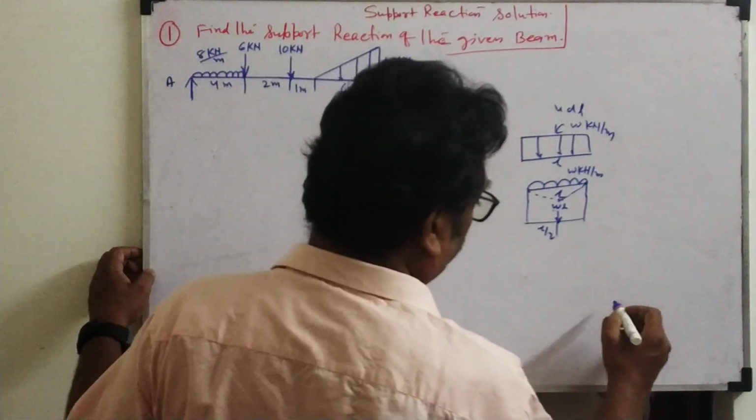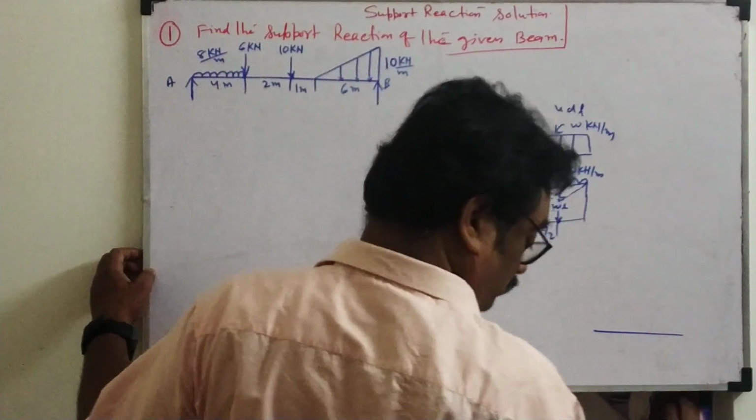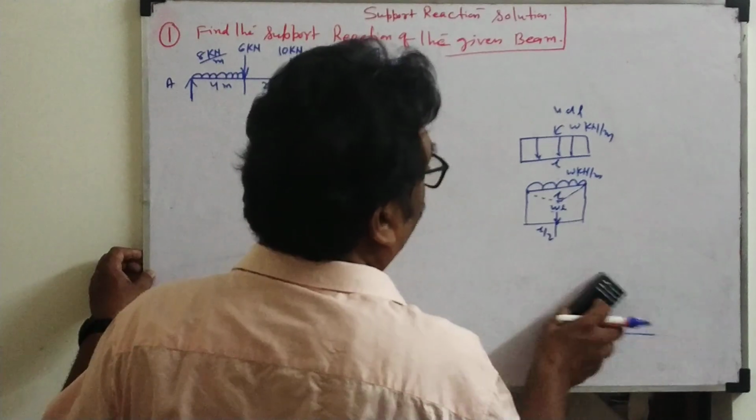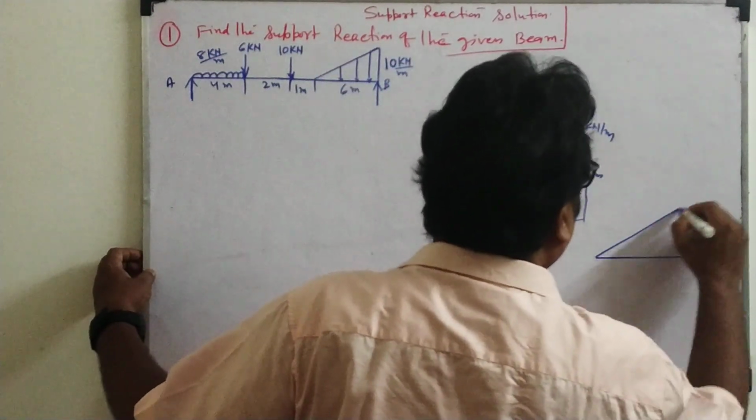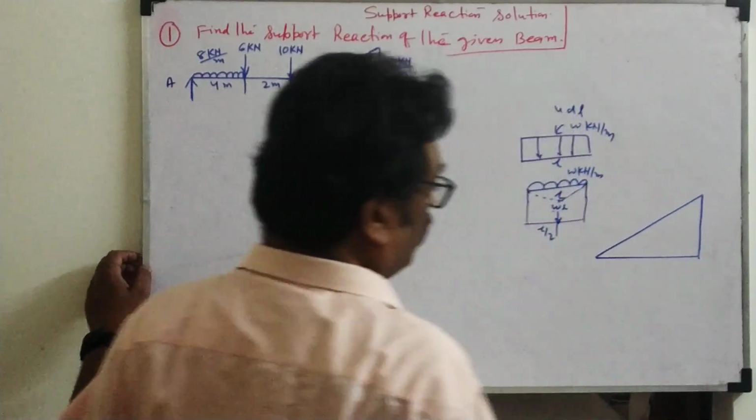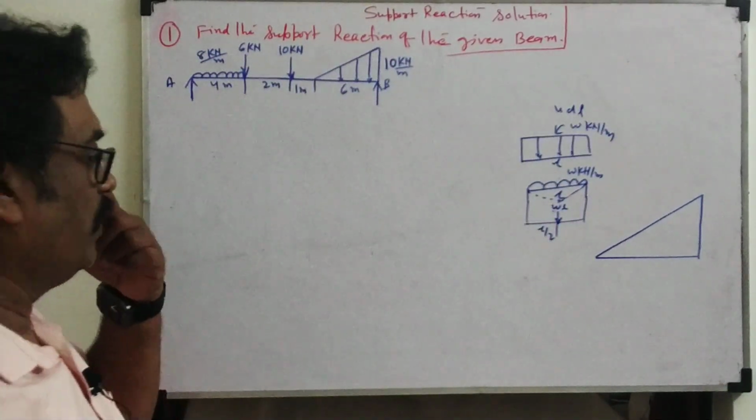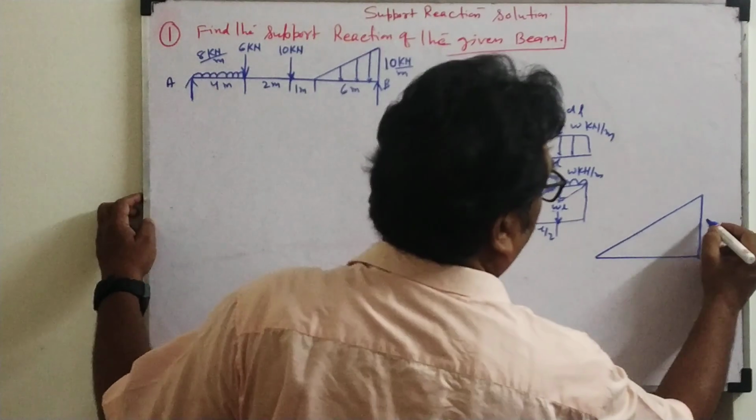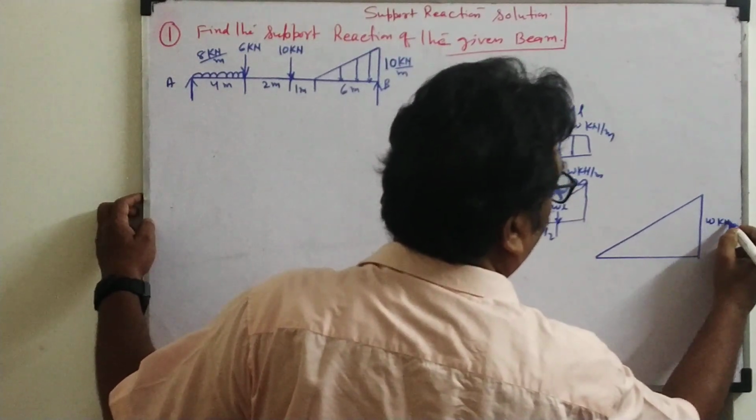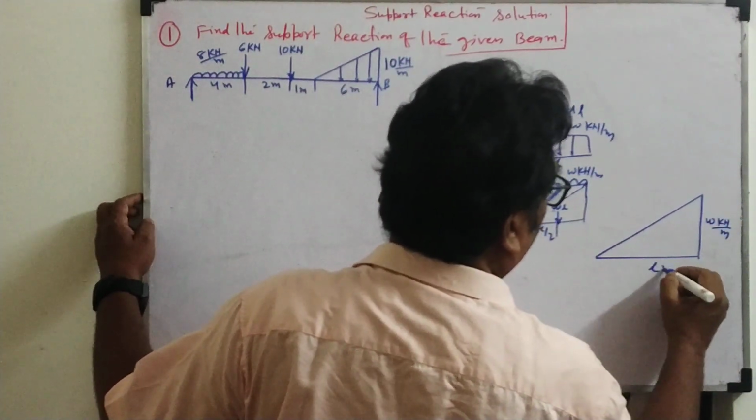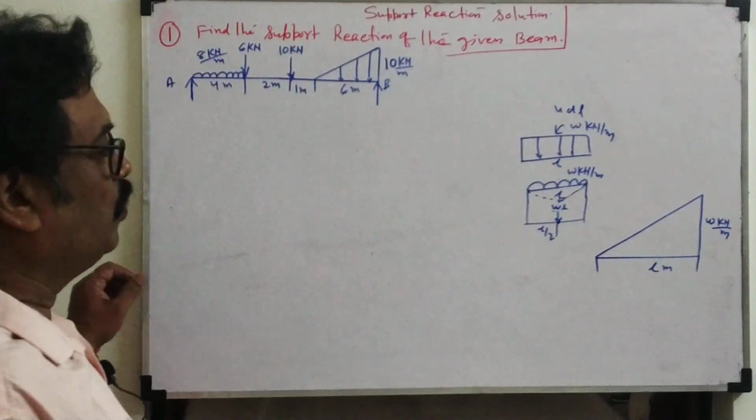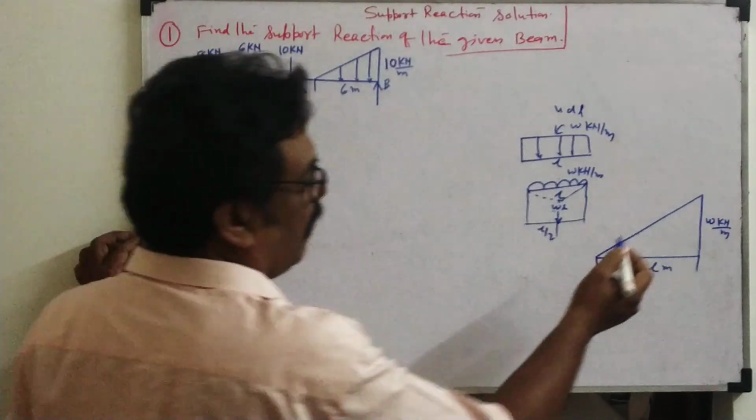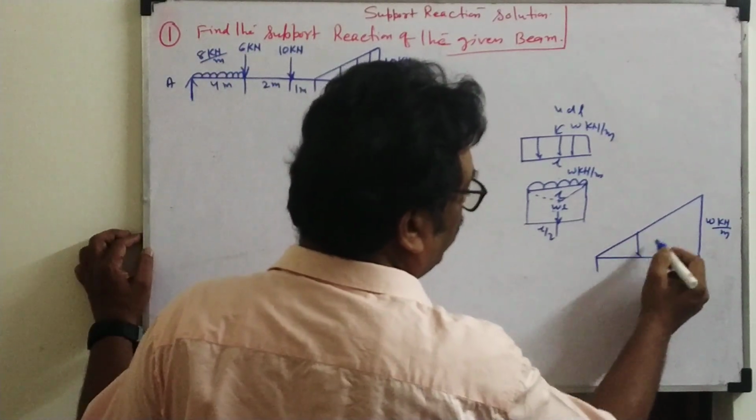Similarly, now comes the UVL. This is the UVL, also known as the triangular load. Suppose W kilonewton per meter load is given, and the length is L meter. So how do we convert the load? Load is nothing but the area of the rectangle.